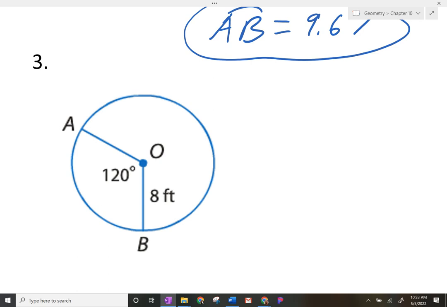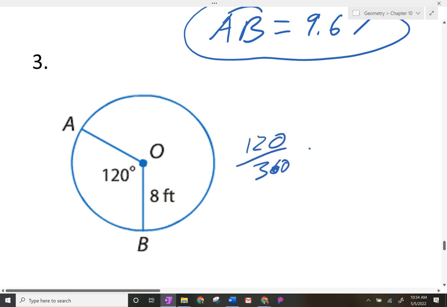All right. Hopefully you guys had this one. I'm going to do the two different parts. You should have had 120 divided by 360 times the circumference. So you should have had 0.33 times 2 times 8 times pi. That would have been like 50 point something, 50.24.